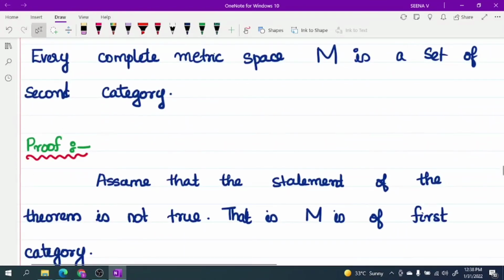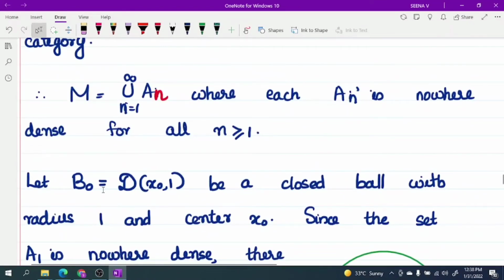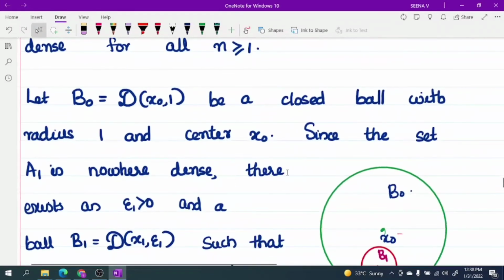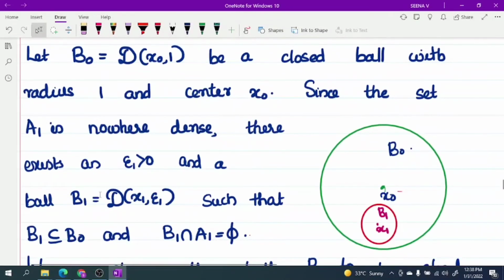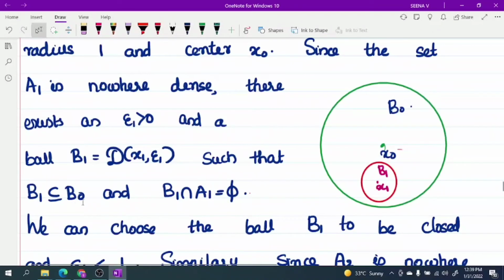Okay. So once again, here we are taking B naught, a closed ball with radius. Since A1 is nowhere dense, for a given epsilon greater than 0, there exists a ball B1, even though this is closed or open, no problem. There exists a ball B1, which must be open, with center x1 and radius epsilon 1, such that B1 is completely contained in B0 and B1 intersection A1 is equal to empty.